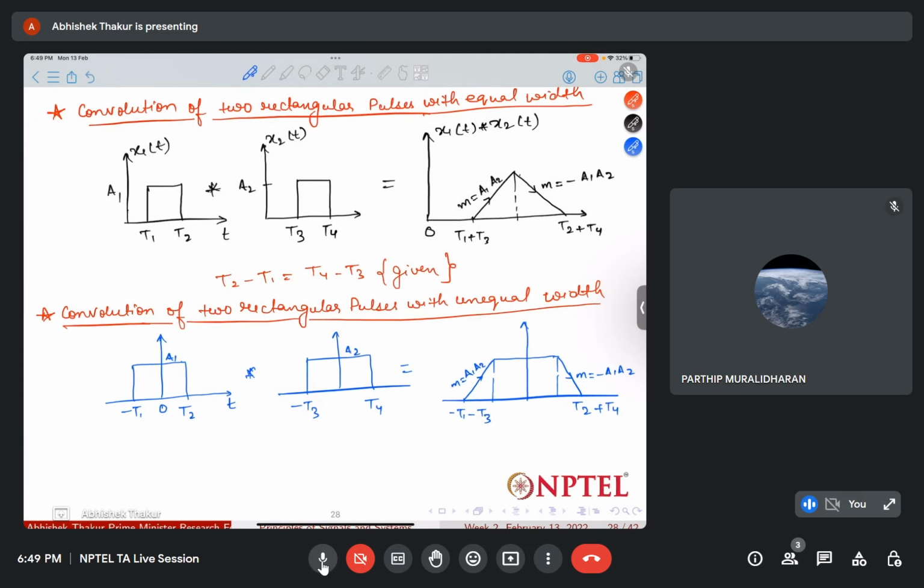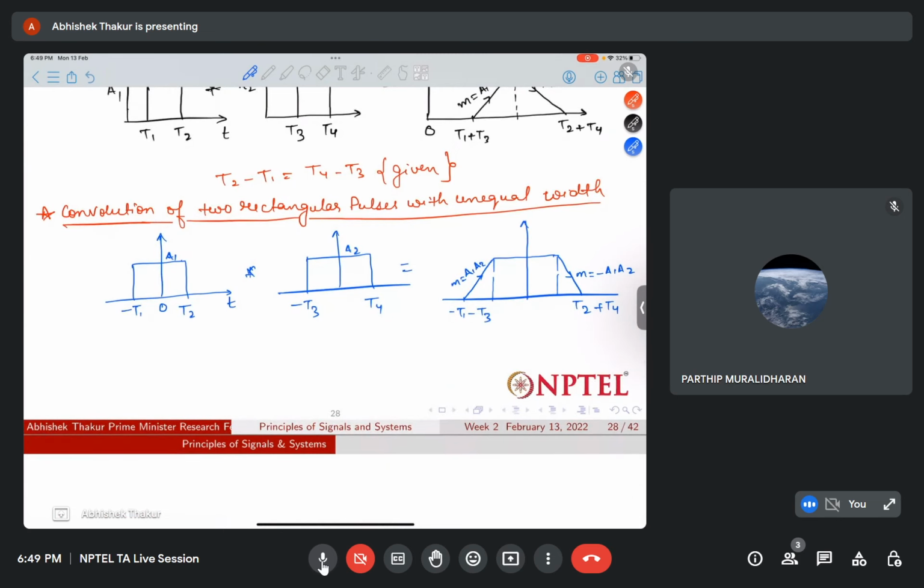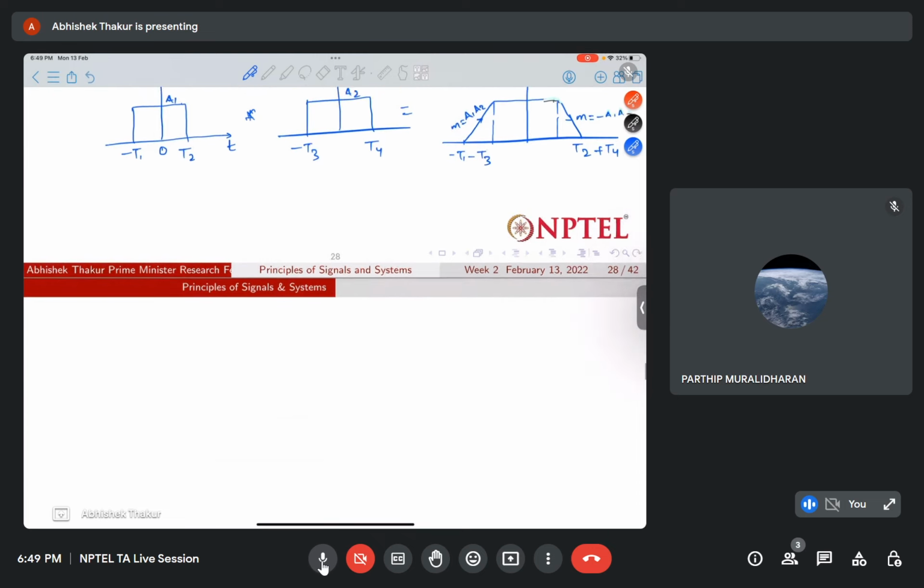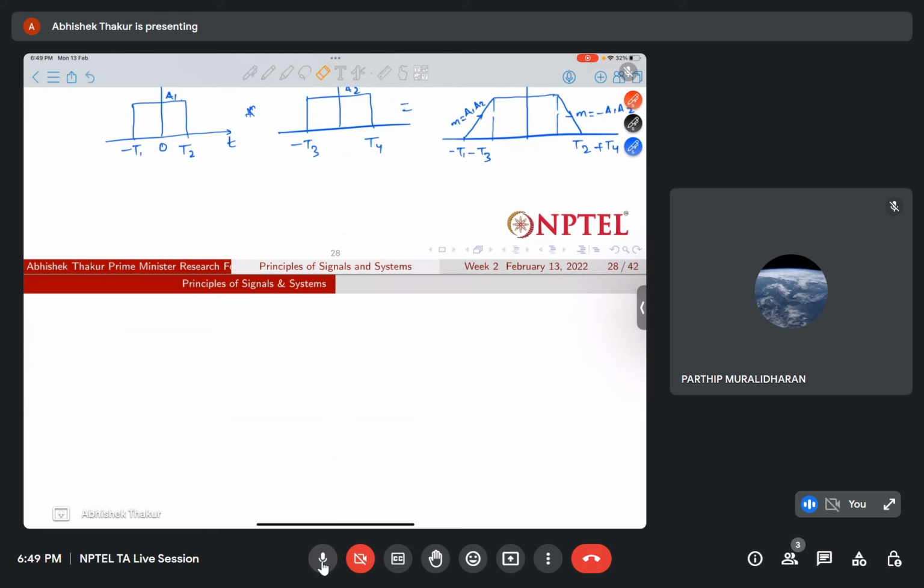The convolution of any two rectangular pulses having unequal width will always result in a trapezoidal pulse, whose width is equal to the sum of the widths of the individual rectangular pulses. For the resulting trapezoidal pulse, the width of the rising arm as well as the width of the falling arm are equal and equal to the smaller width pulse. And the slope of the rising arm is equal to the product of the individual amplitudes of the rectangular pulses being convolved. Just write this point. This is a very important point. Notes points.